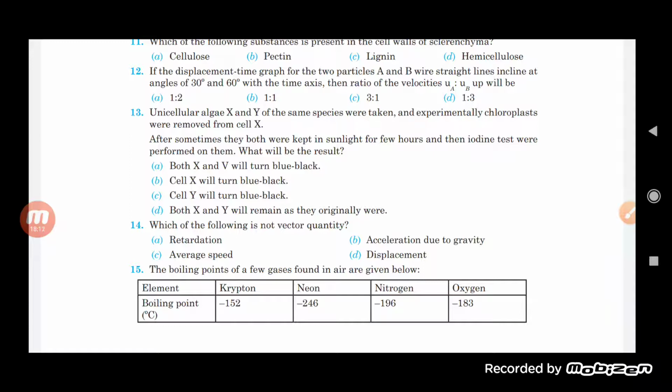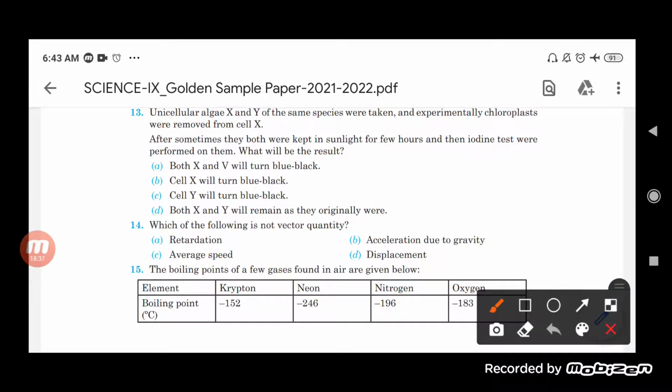So see here, the options are: both X and Y turn blue black. Option B, cell X will turn blue black. Option C, cell Y will turn blue black. And option D, both X and Y will remain as they originally were. So basically it is option C, where cell Y will turn blue black. So option C will be the correct answer.